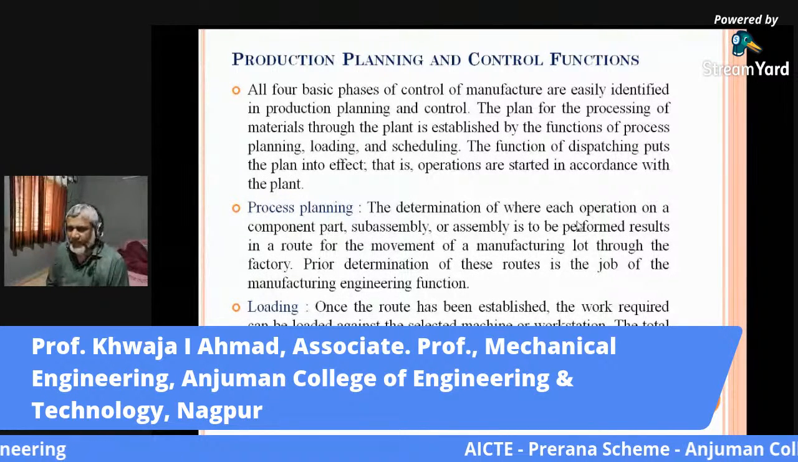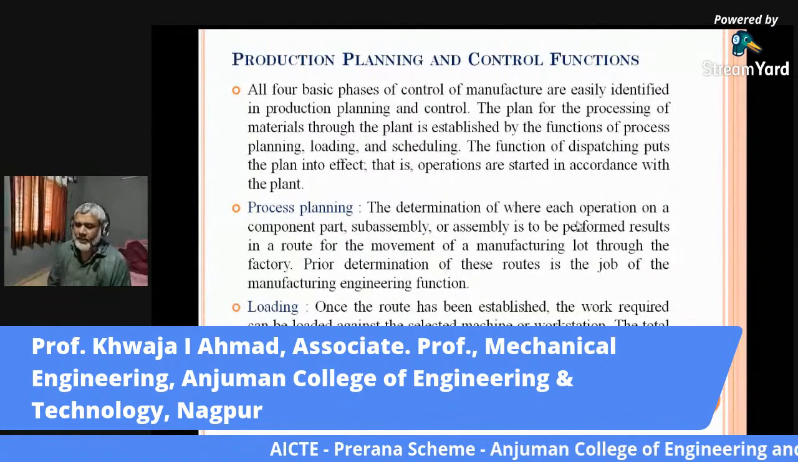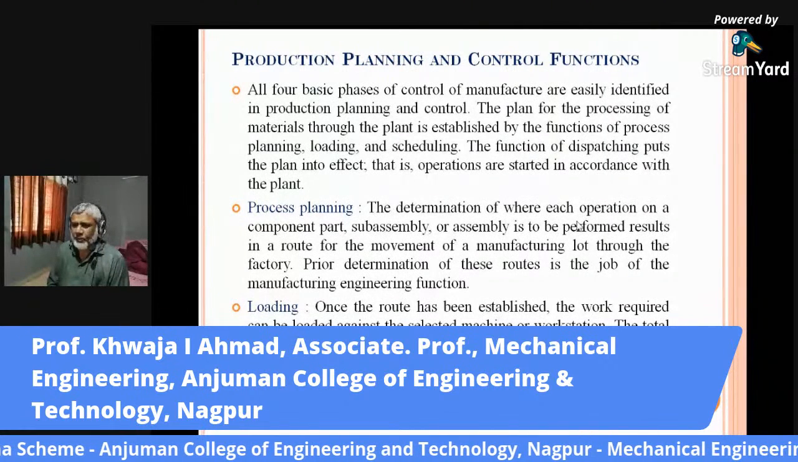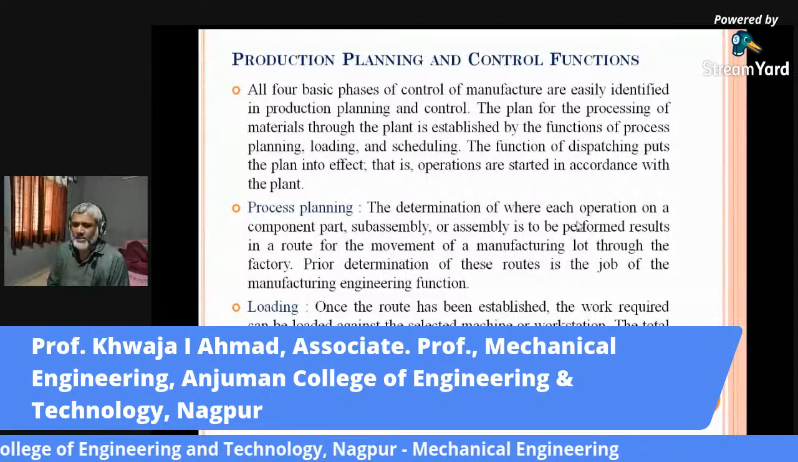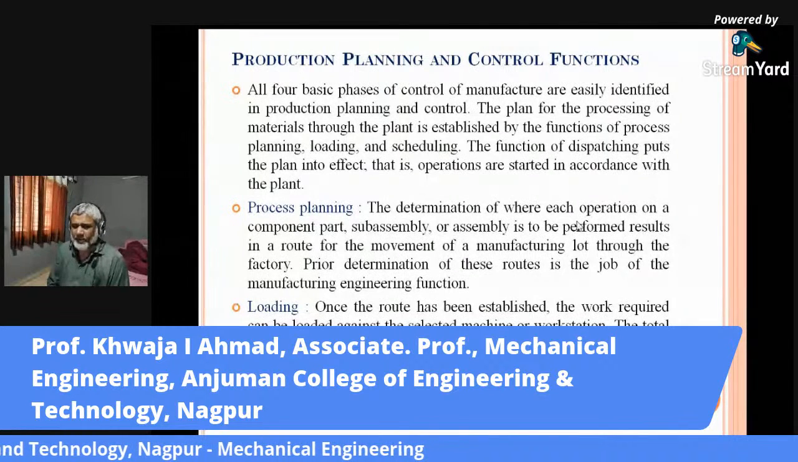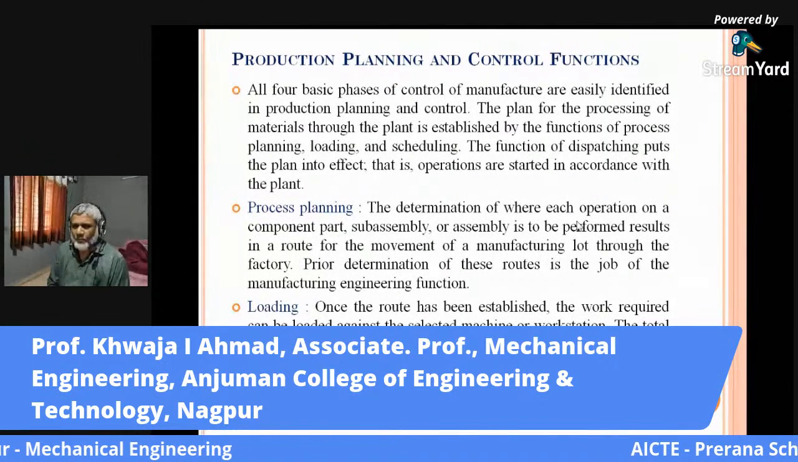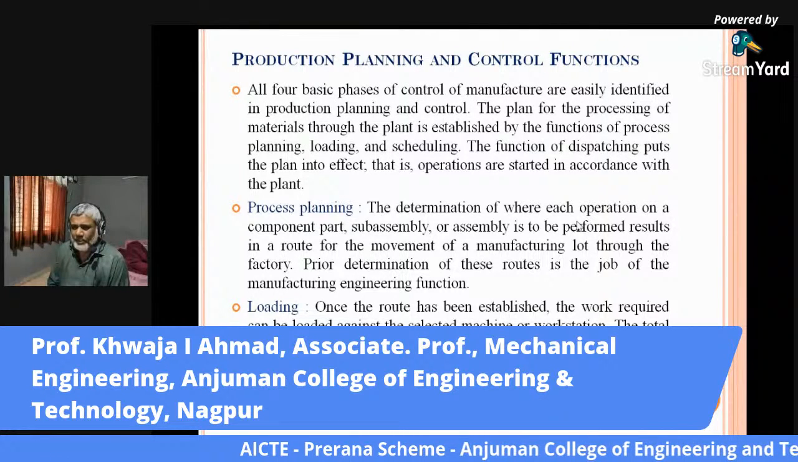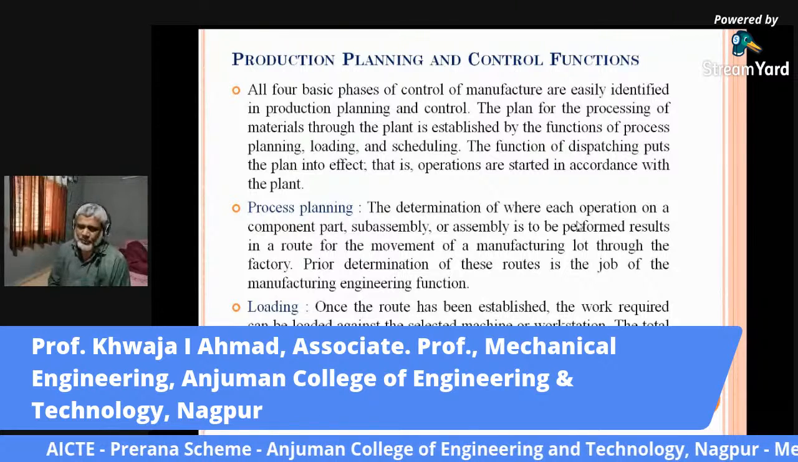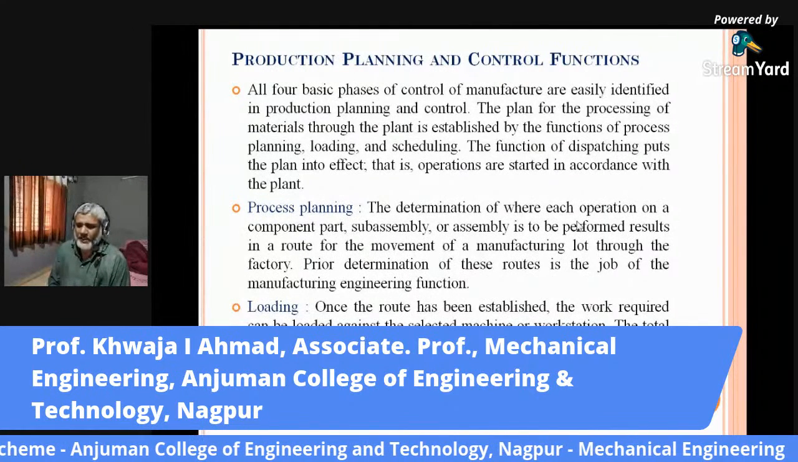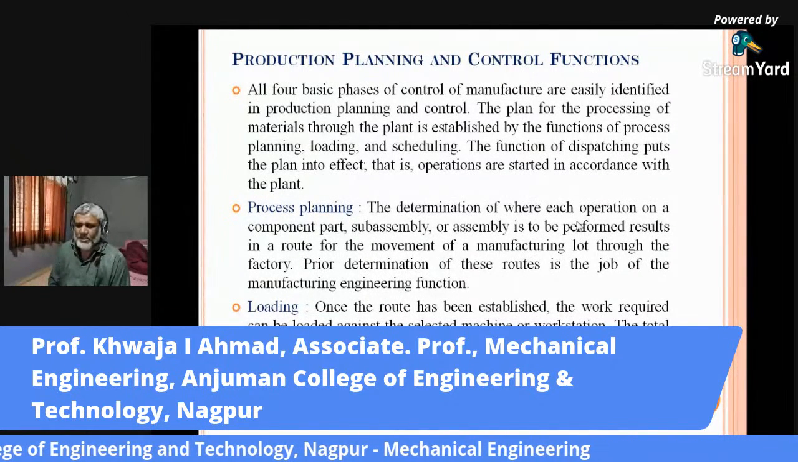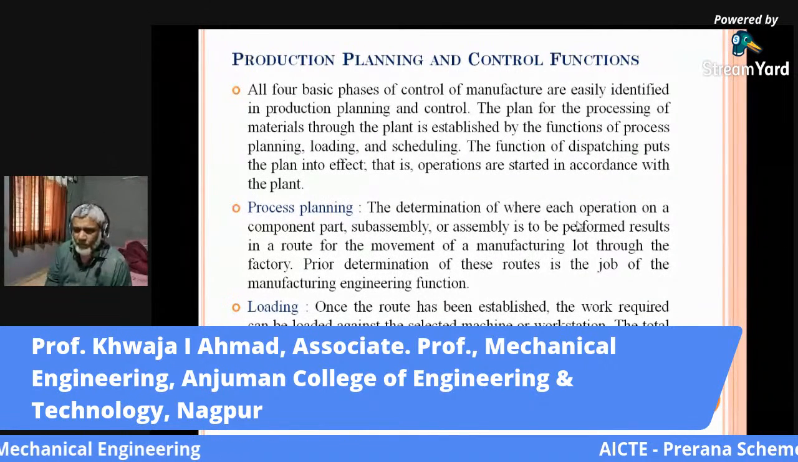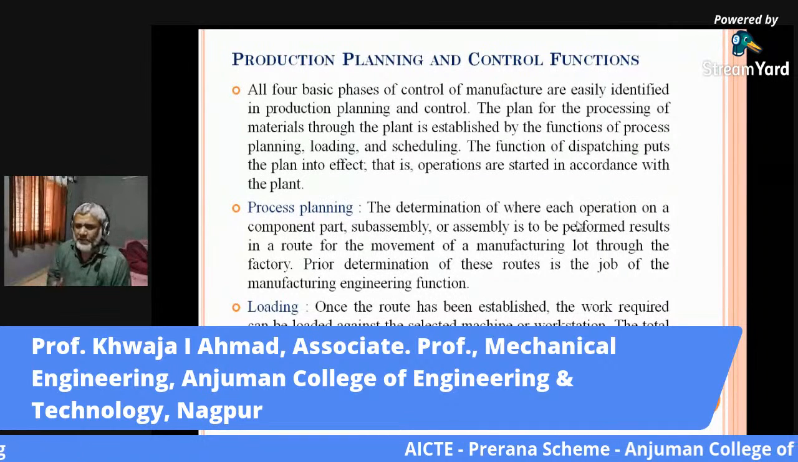Then the second function which comes under production planning and control is loading. Once the route has been established, the work required can be loaded against the selected machine or workstation. The total time required to perform the operation is computed by multiplying the unit operation times given on the standard process sheet by the number of parts to be processed. This total time is then added to the work already planned for the workstation. Means, what will be the time limit of a particular part on a particular machine which you have selected?